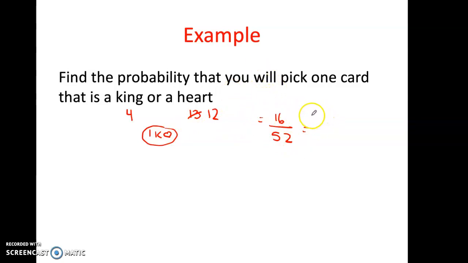So you have a total of 16, and then reduce, divide by 4, and you'll have 4 over 13. If you didn't see divide by 4, divide by 2, and 2 again, or you can use your calculator, put that in, and then use the fraction key.